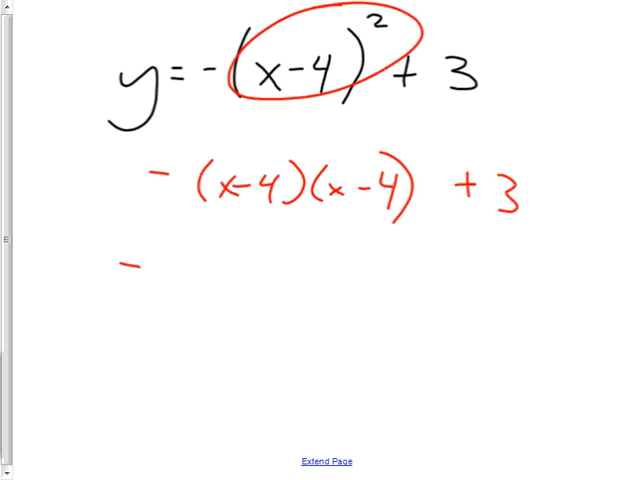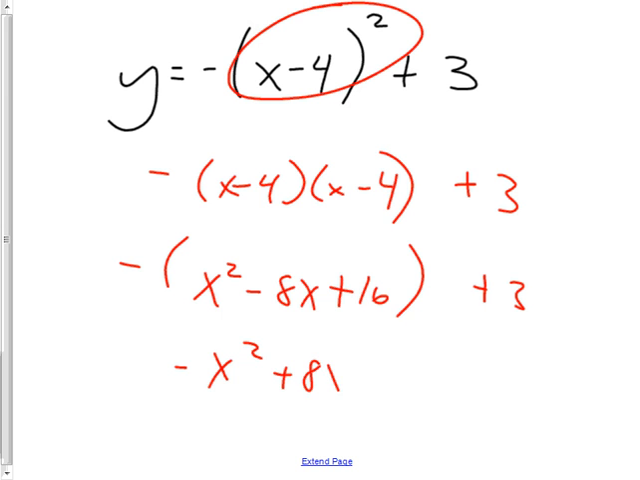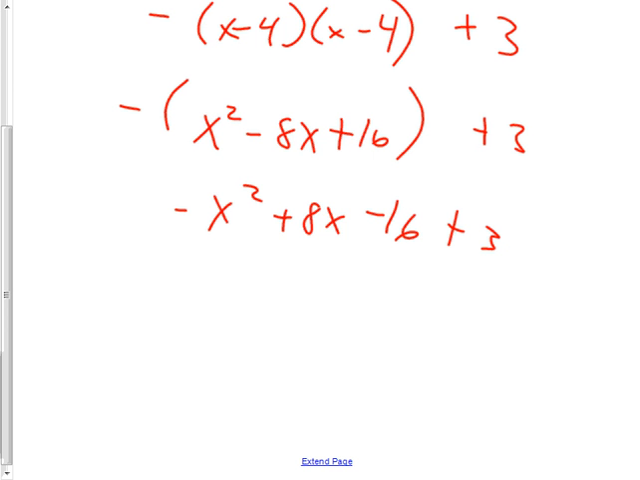Okay, so negative, and then all this stuff. X squared minus 8x plus 16. And then a plus 3 at the end. Negative gets distributed. Negative x squared plus 8x minus 16. And then add 3 at the end. And then negative 16 and positive 3 make negative x squared plus 8x minus 13. Raise your hand if you had that one right. Awesome. Much better this time. Almost everybody. Okay. Yes.